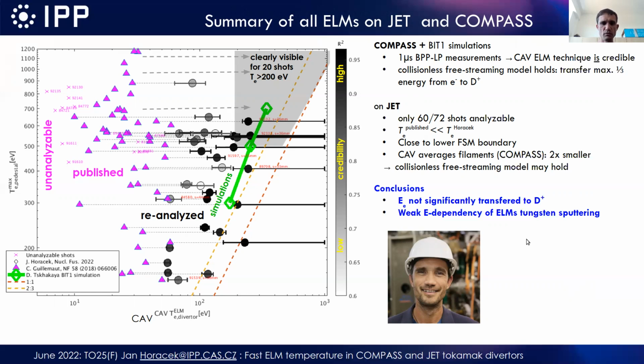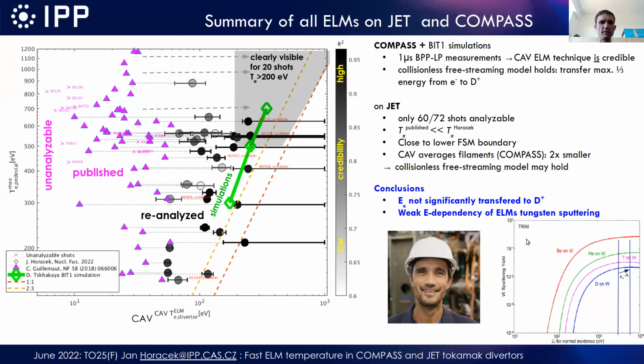This is in fact good news for ITER, because it means that there is no significant transfer of energy of ions into electrons. And anyway, at the temperature region we are speaking about, about a couple of kiloelectron volts on the pedestal, the sputtering yield is quite close to the maximum, which is maybe the most important.